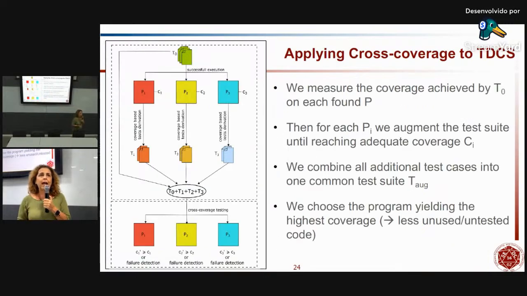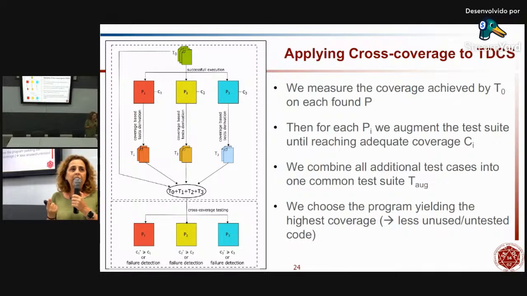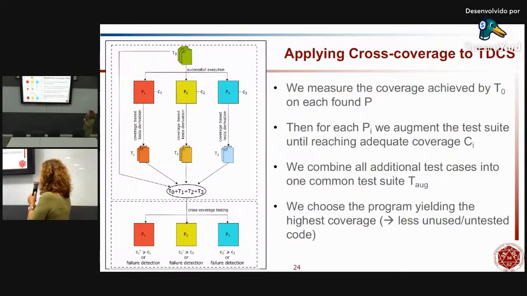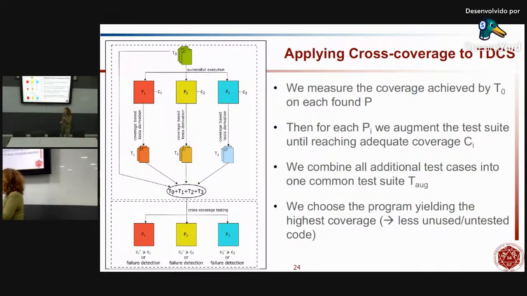Again, cross coverage could come in to help us to make the selection. So, similar to what we did before, we apply a coverage measure to each of the programs that we find, but in this case, we accumulate in one common test suite all the test cases that augment the coverage in one of these programs that we find. And then after this, we could use this augmented test suite to select the program. And in this case, I would select the program that has the highest coverage, because this means that the program has less hidden code, less code that is not clearly useful to me. Okay?